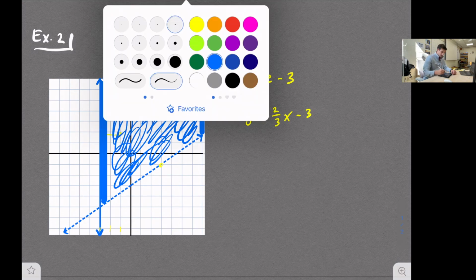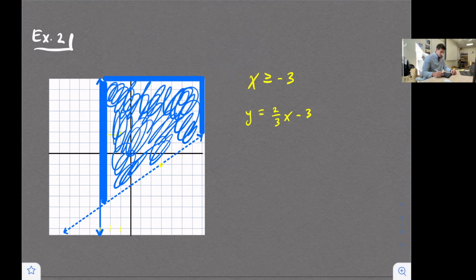Now let's take a look at our inequality symbols. For our second inequality, we're going to erase the equal sign. It's a dashed line, so we know it's either less than or greater than. Our shading is above the line, so it should be greater than 2/3 x minus 3. So these are our two inequalities.